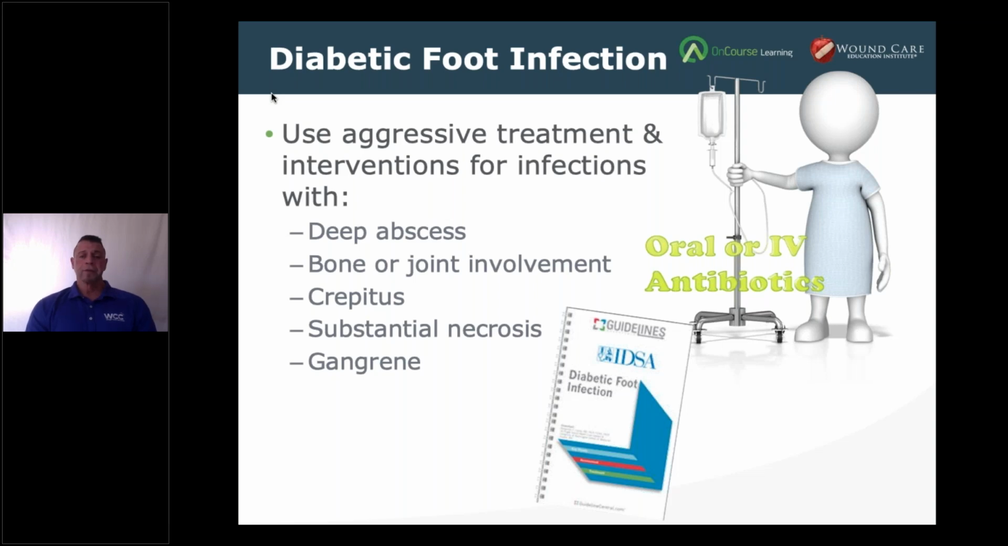So in dealing with diabetic foot infections, we want to use very aggressive treatments and interventions, especially when the infections involve deep abscesses, bone and joint involvement, if there's crepitus, substantial necrosis, or worse, gangrene. And what we mean by aggressive, because of the depth of these infections in the tissue, is that it is going to require oral and IV antibiotics in order to succeed. However, keep in mind that because of blood flow issues, those oral and IV antibiotics may not have as big of an impact at the wound itself, okay?